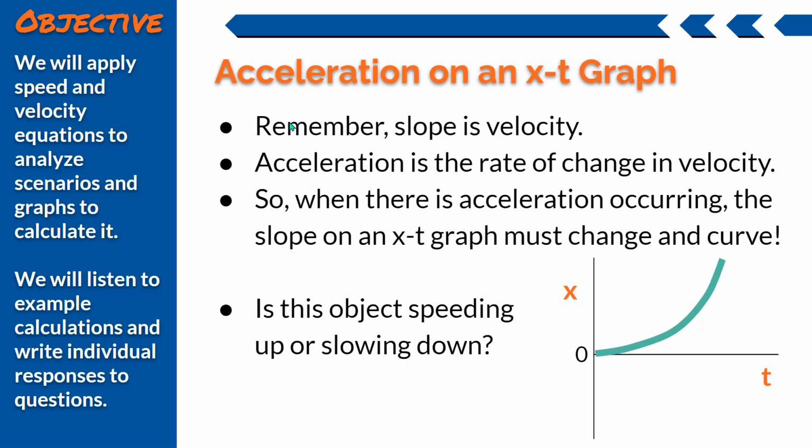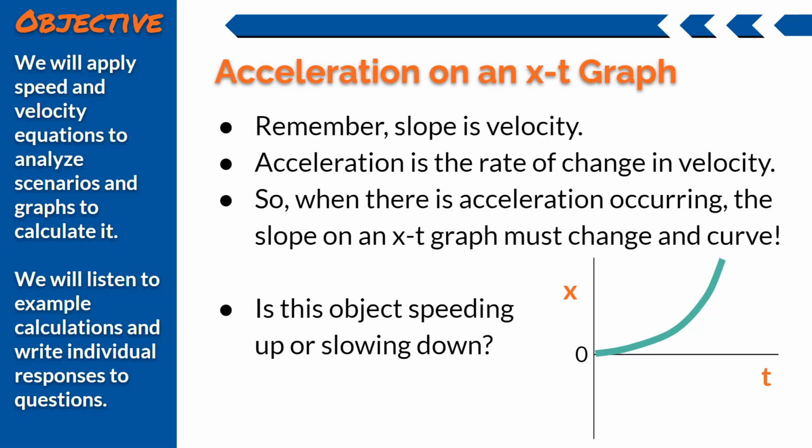All right, so again, just as a reminder, on a position time graph, your slope is velocity. We learned that in the last part, or in Unit 1, technically, the first part of this unit, although we're calling this 2. Okay, so acceleration again is the rate of change in velocity. So when acceleration occurs, that means the slope has to change. If slope is velocity and we're changing our velocity, our slope has to change. And when that happens on a position time graph, you get a curve. That is what this shows.